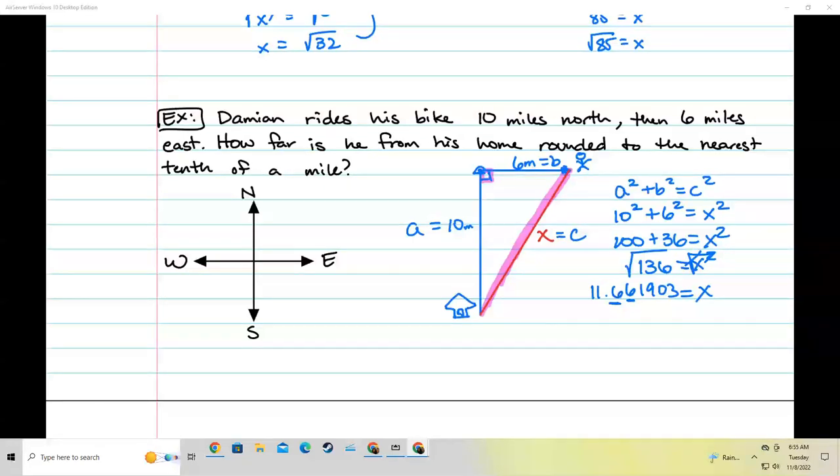I need to look at the next number. If that number is 5 or more, then that 66 turns into a 67. I add 1. If it is not 5 or more, then that 66 stays a 66. And right now I'm looking at the number 1. That is not going to bump it up. That means my answer is going to stay 11.66, and I guess this should be miles, right? 11.66 miles is how far he is from his house.